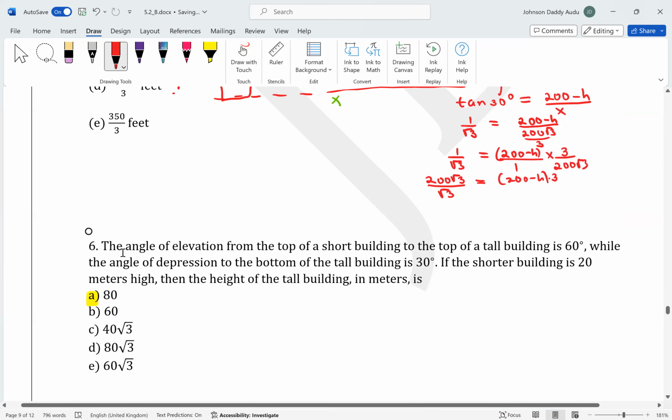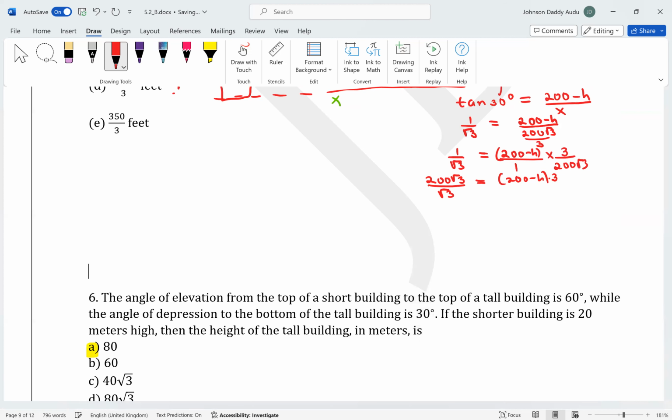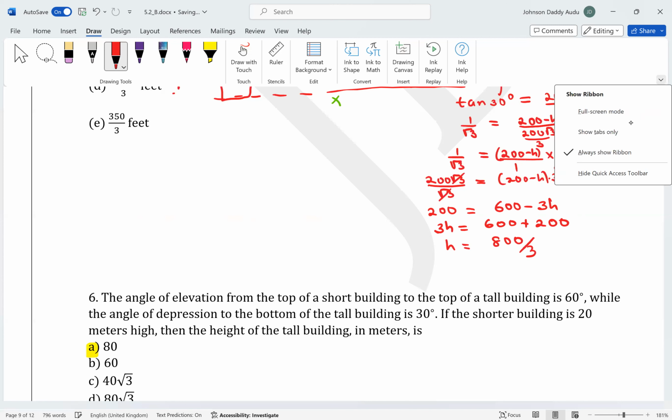And so what can this be? Here we can multiply this. Root 3 will cancel root 3, so here is just 200. If you expand, you will get 600 minus 3, right? So it means the 3h is going to be 600 plus 200, and this will be 800 divided by 3. 800 divided by 3.